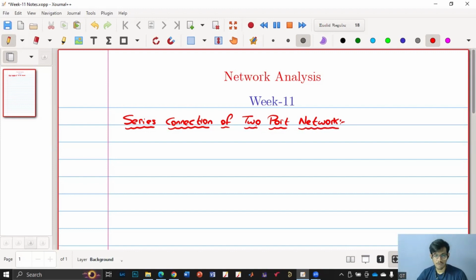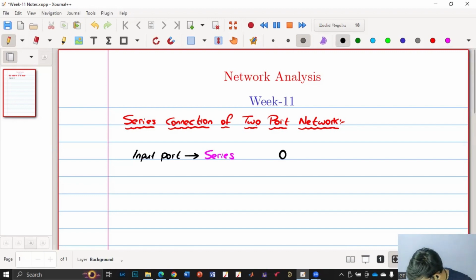So when we say series connection of two-port network, we can consider n number of two-port networks connected in series. But for the ease of understanding, we'll consider two two-port networks and connect them in series. So when we say series, it means the input port is connected in series, as well as the output port, which is also connected in series.